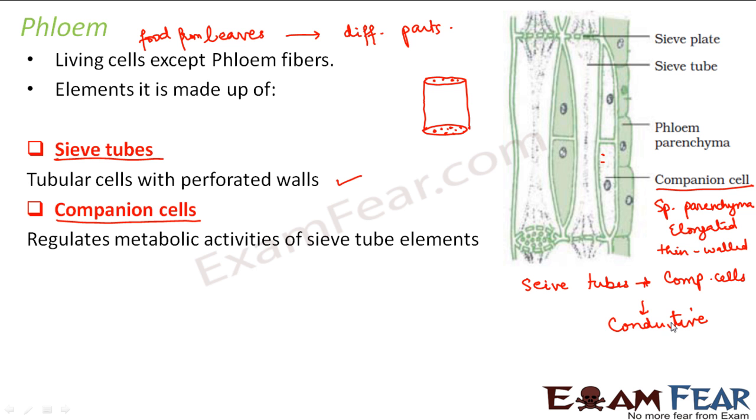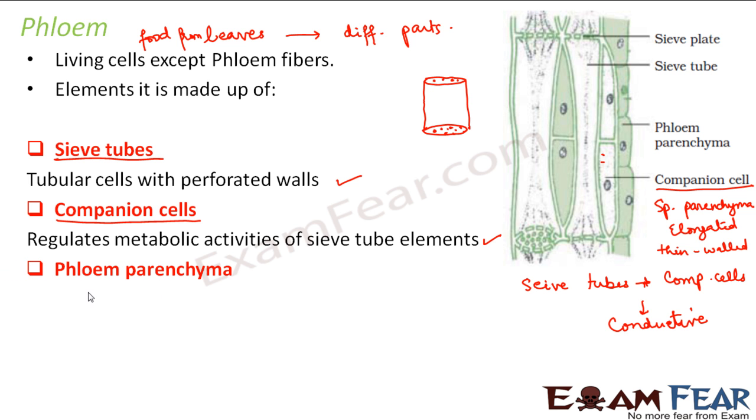So it is in a very similar manner as in the case of xylem. Who was the conductive element? In xylem, tracheids and vessels together form the conductive element. Similarly in phloem, sieve tubes and companion cells together form the conductive element. The companion cells also regulate the metabolic activities of sieve tube elements. That is why they are known as companions of sieve tubes.